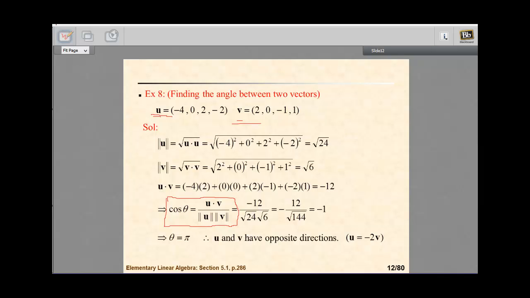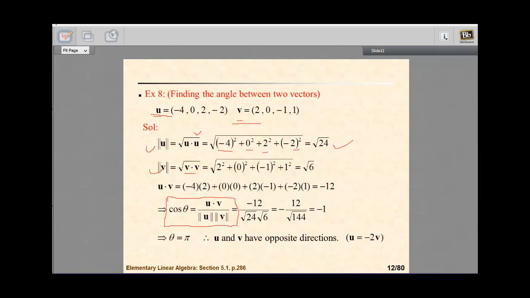Similarly, let us find the angle between two vectors. If you have two vectors, then the formula is cos theta is equal to u dot v upon norm u times norm v. This is the formula to find the angle between two vectors. So let us take an example: if we have vector u and vector v, find the angle between them.